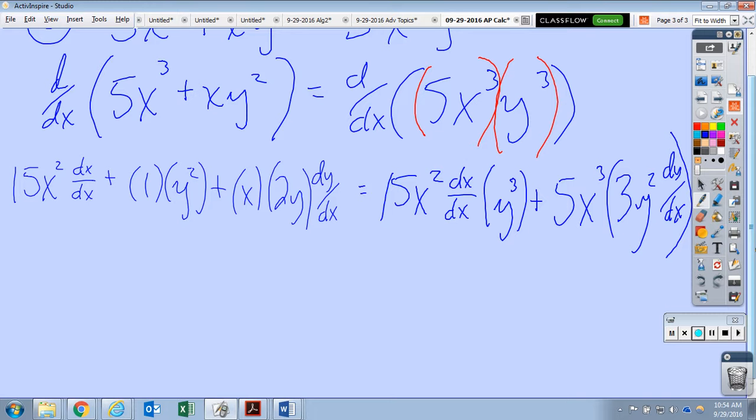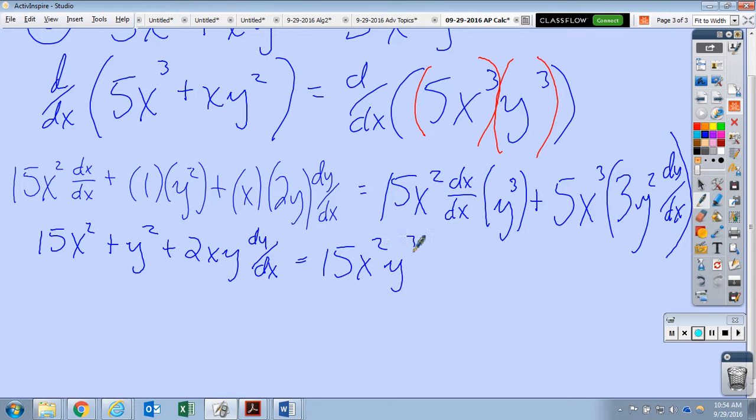So let's see here, 15x squared times 1 plus y squared plus 2xy dy dx is equal to 15x squared y cubed plus 15x cubed y squared dy dx.